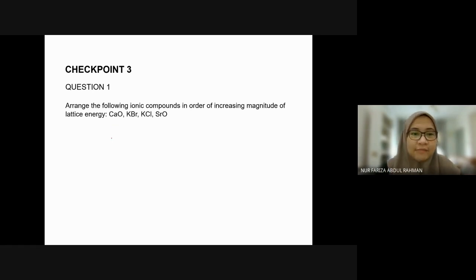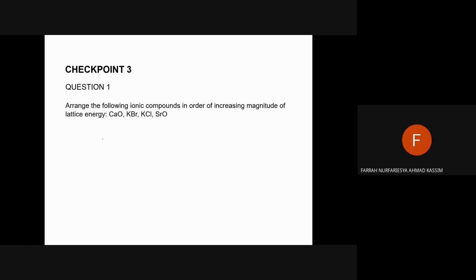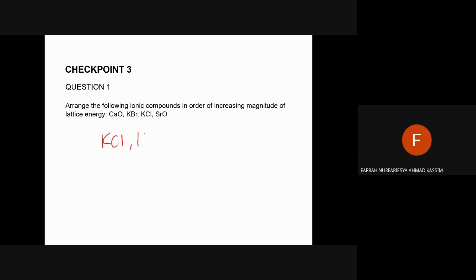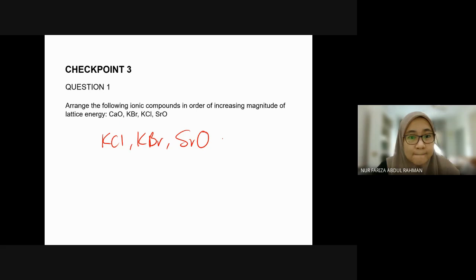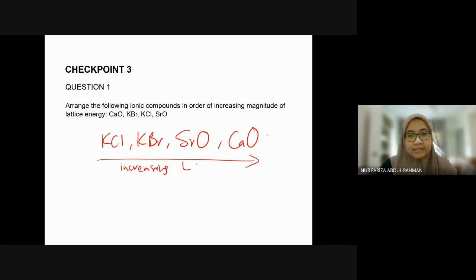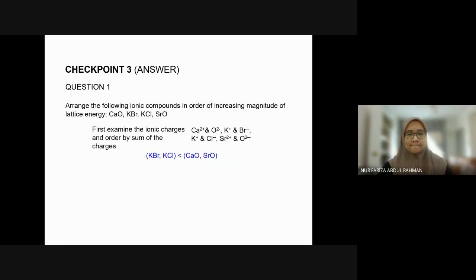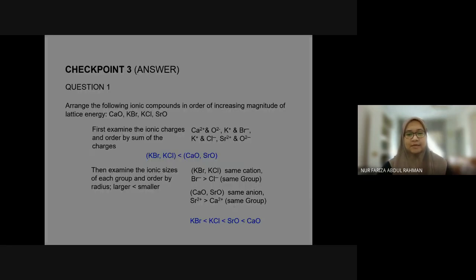My answer is KCl would be the start, followed by KBr, and then SrO, next, and CaO. So this is based on increasing lattice energy. So let's check the answer. KCl, KBr, SrO, and CaO. Yep, this is the answer.